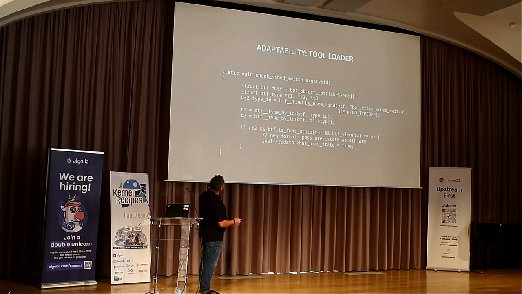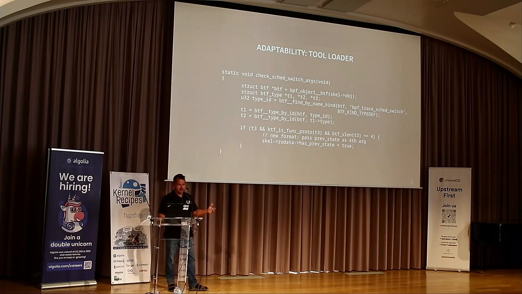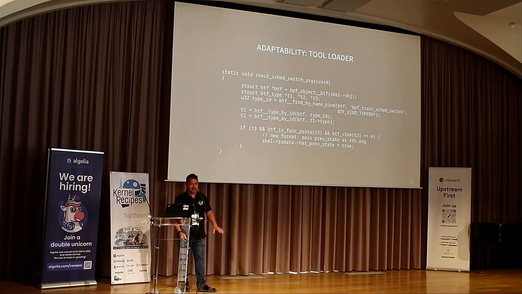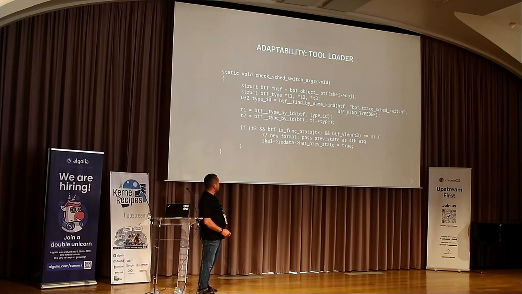and find this typedef, a BPF trace sched switch. And then you get the type of it, and then at the end you say, oh, is this a function prototype? Oh, yes, it is a function prototype for a trace point. And then you can ask how many arguments does this trace point have in this specific kernel that's being used at the moment.